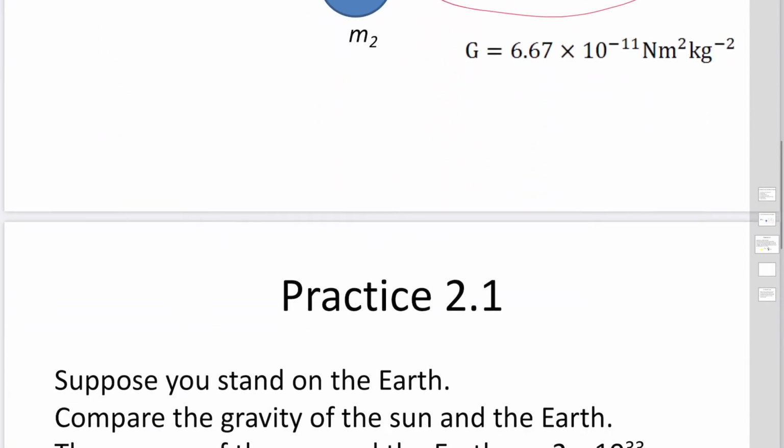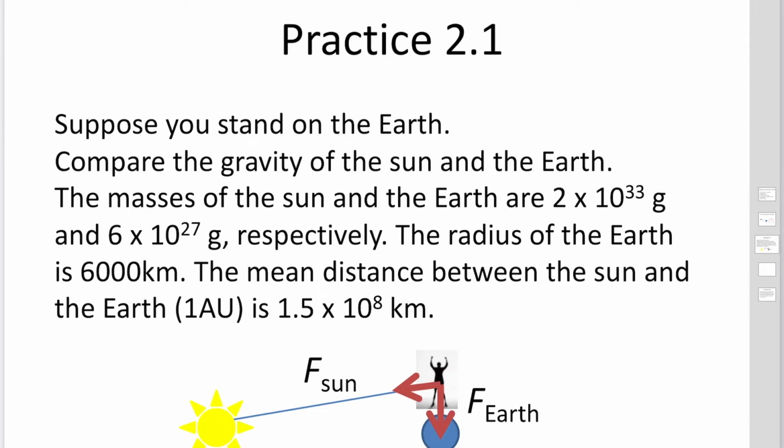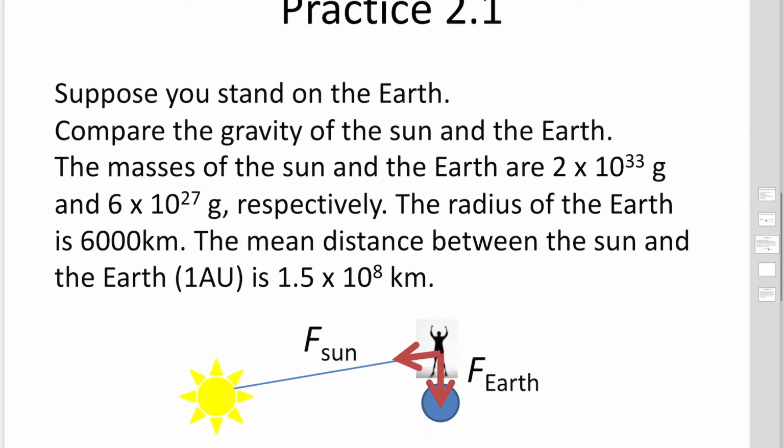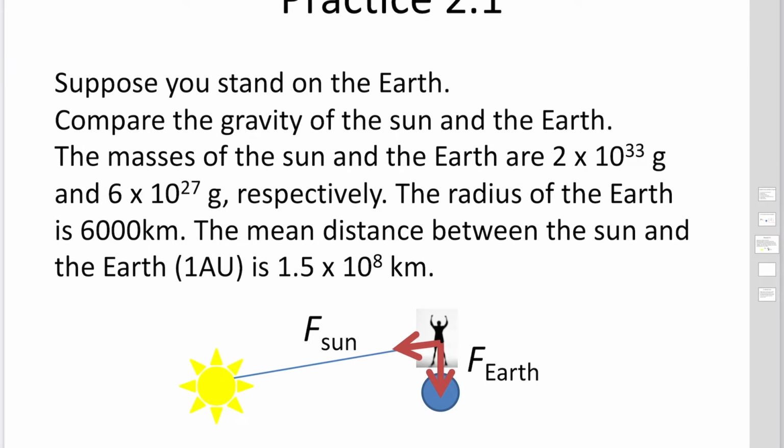Then let's solve the first practice. Practice 2.1: suppose you stand on the earth. Compare the gravity of the sun and the earth. The masses of the sun and the earth are 2 times 10 to the 33 grams and 6 times 10 to the 27 grams. Radius of the earth is 6,000 kilometers. The mean distance between the sun and the earth is 1.5 times 10 to the 8 kilometers.